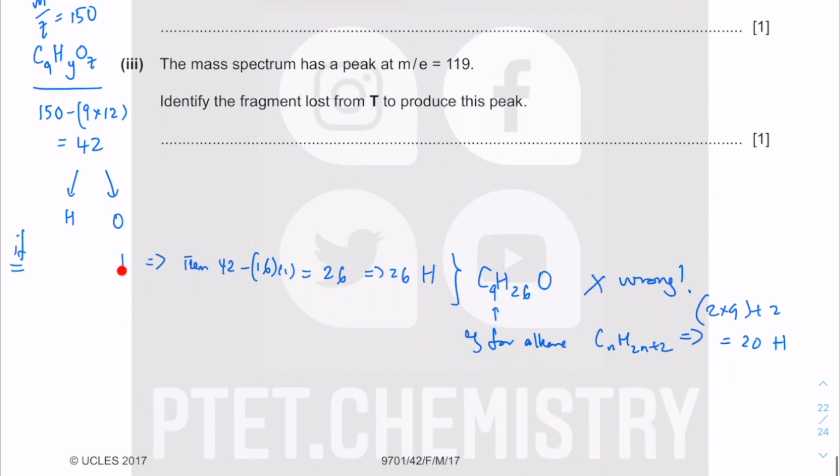So if one oxygen is unlikely, how about if I have 2 oxygen? Then I'll have 42 minus 16 times 2, I get 10. So that is 10 hydrogen, so C9H10O2. 10 is more likely because that is less than the maximum number of hydrogen, unlike the previous one. So I'm more than happy with C9H10O2.